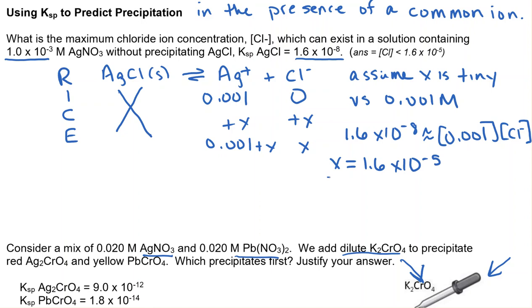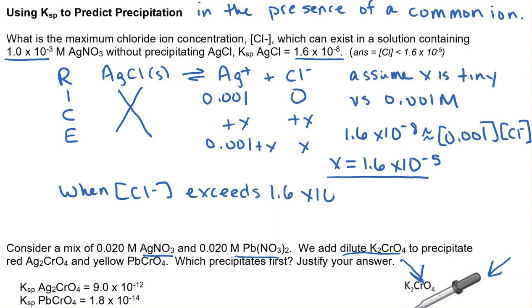So what does this mean? Well, what it means is that when our chloride ion concentration exceeds 1.6 times 10 to the negative 5th molar, silver chloride will form. Okay, so that's a very straightforward problem. Let's try the more complicated one underneath.